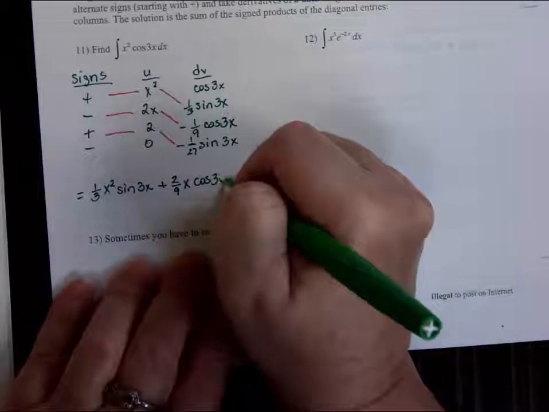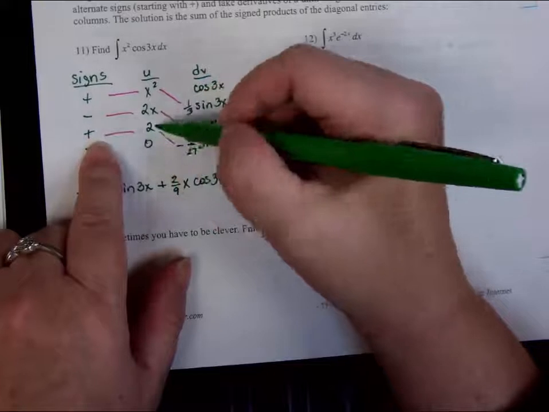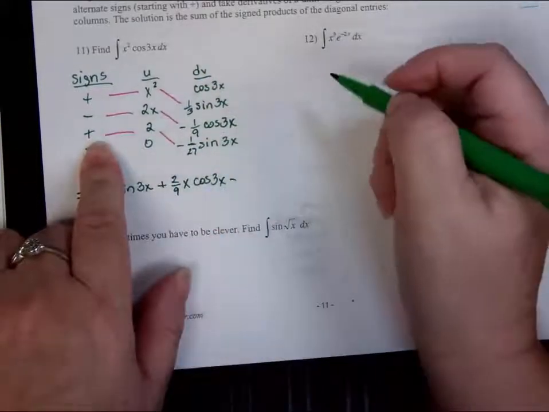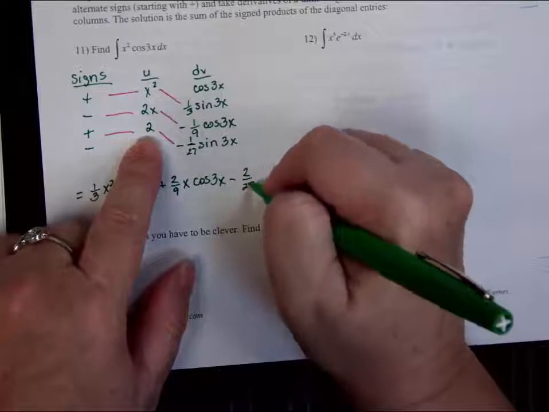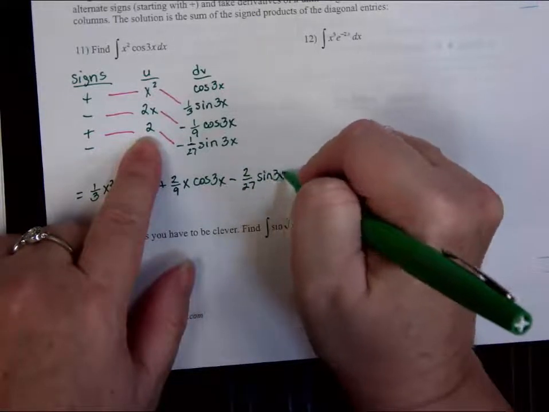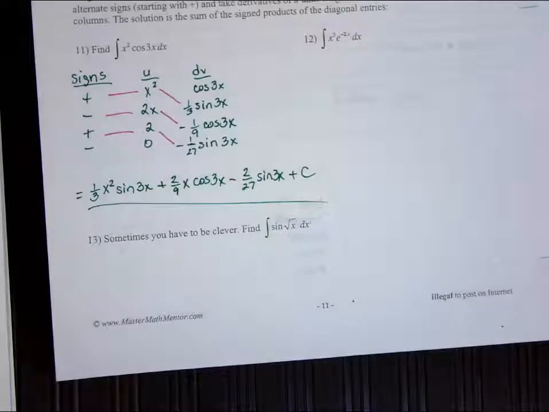Are you with that? Okay, now the next line. A positive times a negative is a negative. And then combine the constants, 2/27 sine 3x. Tack on a plus c and you're done. That's the answer. Yuck. It's right, but it's yucky, but it's right. That's what I was trying to say. I like it. Okay?